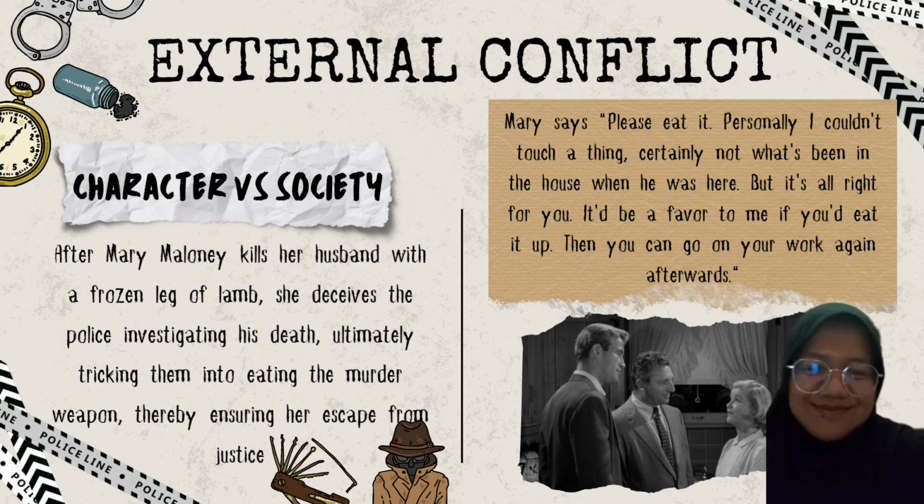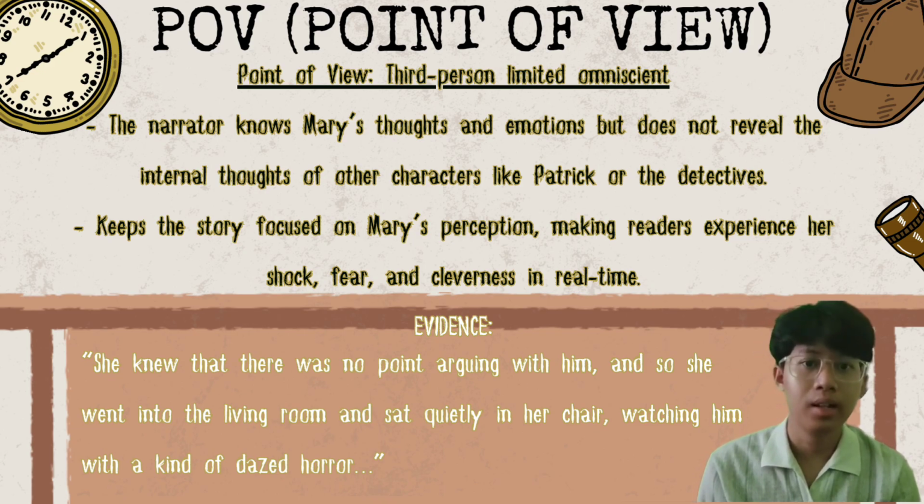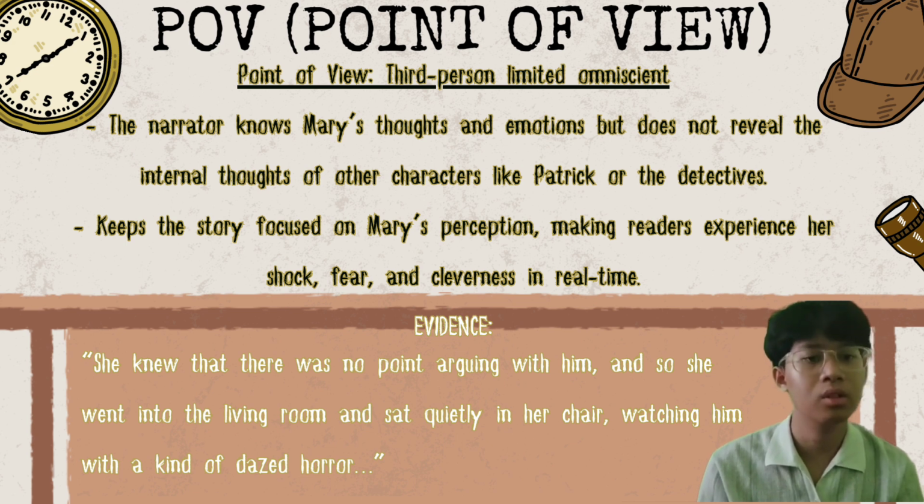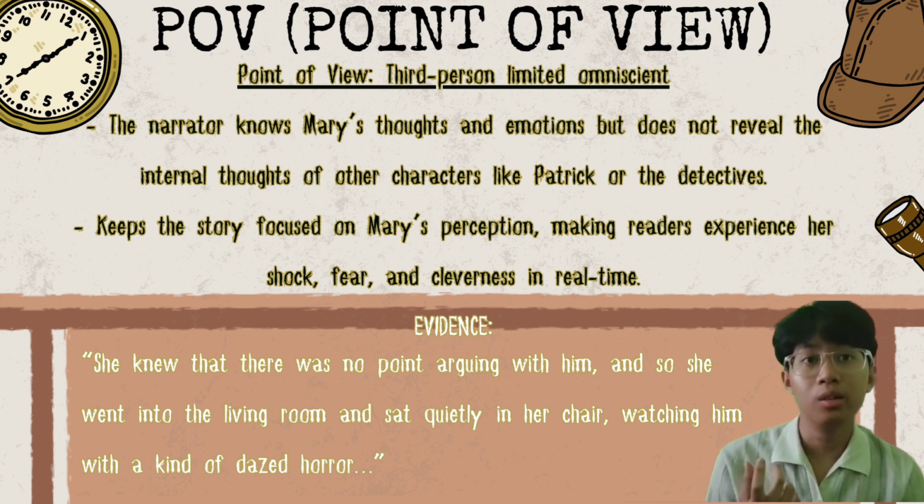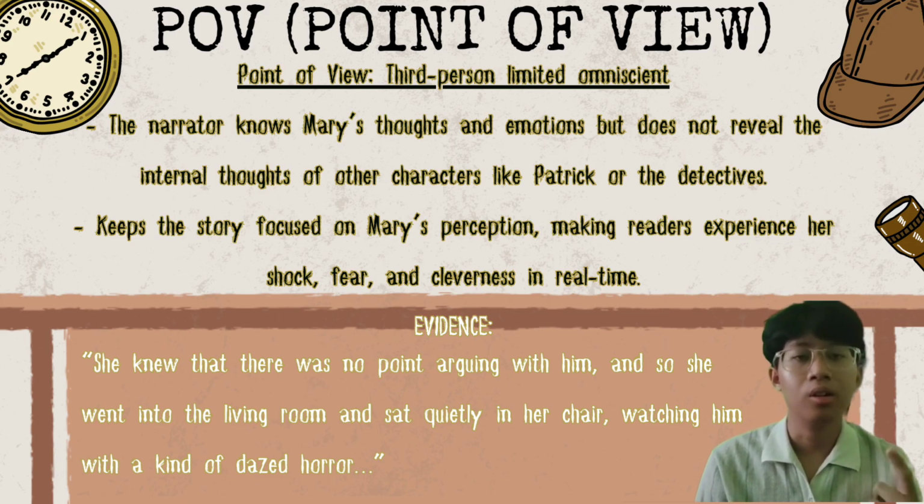Thank you. Hi, my name is Abdul Hanan bin Abdul Halim, and next I am going to present about point of view. The Lamb to the Slaughter story is told in third-person limited omniscient view, which means that the narrator only shares Mary's thoughts and emotions, and doesn't provide Patrick's or the detective's emotions. By focusing on Mary's perspective, readers experience her shock, fear, and clever thinking in real time.